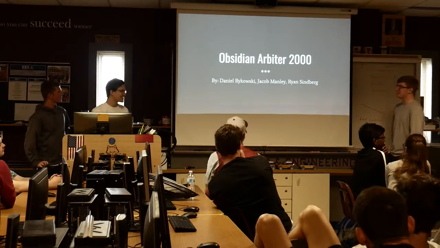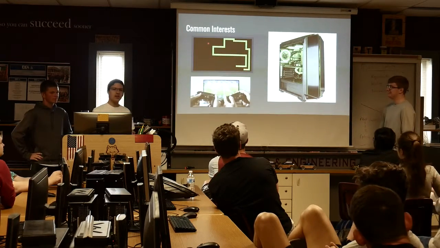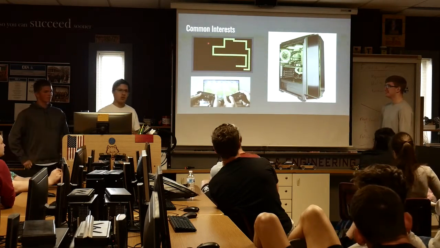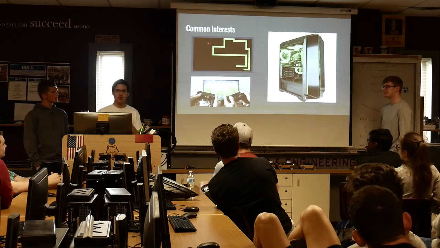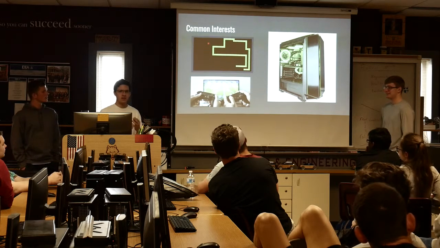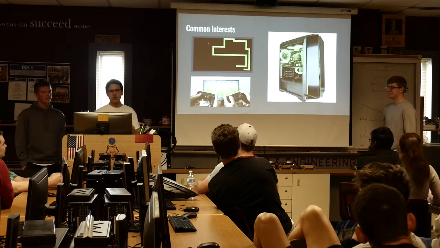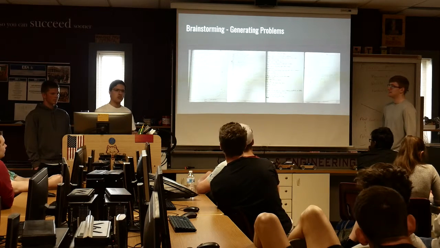Alright, so our product is the Obsidian Arbor 2000. Before we decided what kind of product we were going to work on, we had to figure out what kind of interests we all like. We work as a team and we want to work on something that we all like. Our common interest was video games and computers. We like playing video games, we like upgrading computers, so we decided that we wanted to find a problem that was related to computers. So then we started brainstorming problems.